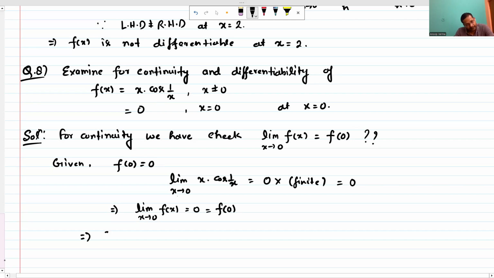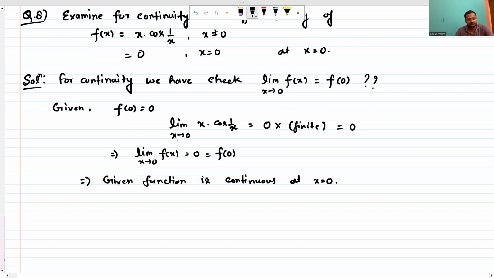So this implies the given function is continuous at x equal to 0. It is continuous at x is equal to 0. Okay, so that settles the continuity, our function is continuous at x equal to 0. Let us check the differentiability.